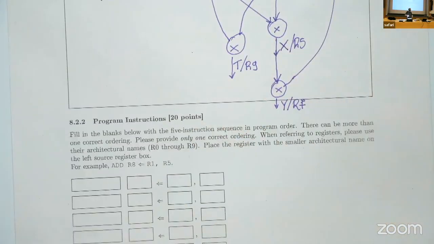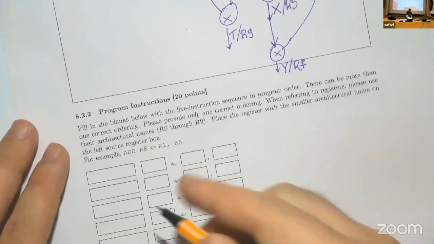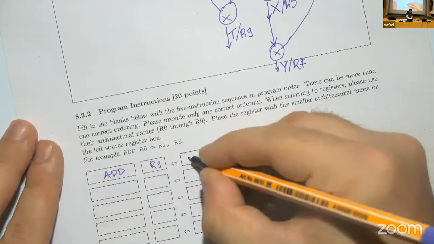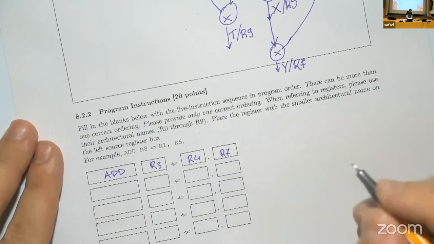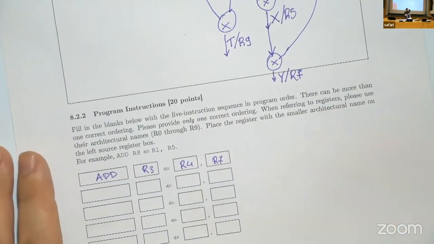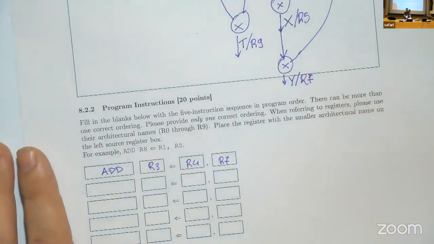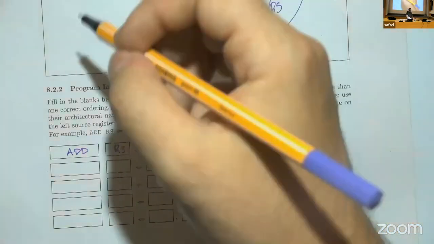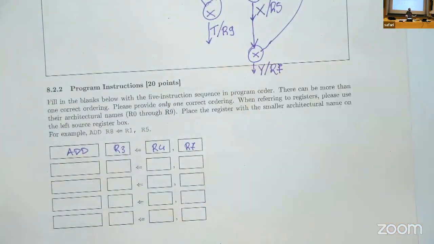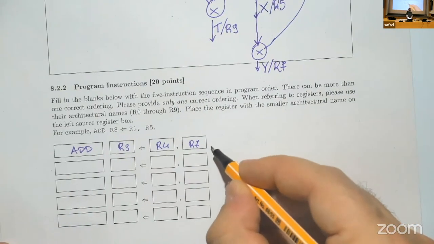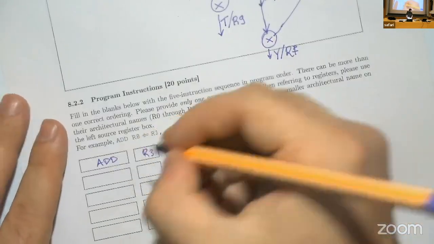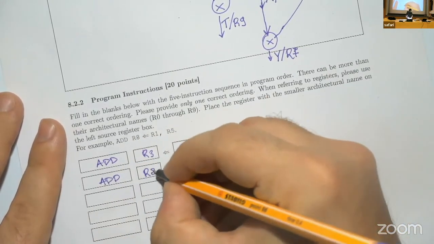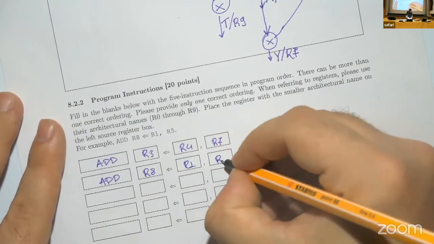The first one is the one that doesn't exist in the reservation stations, which is add R3, R4, R7. After that, you can place the one that I mentioned, add R1 and R2 to R8. This you can place anywhere you want, but it cannot be before this instruction. Okay, so for example, I can do here, add R8, R1, and R2.